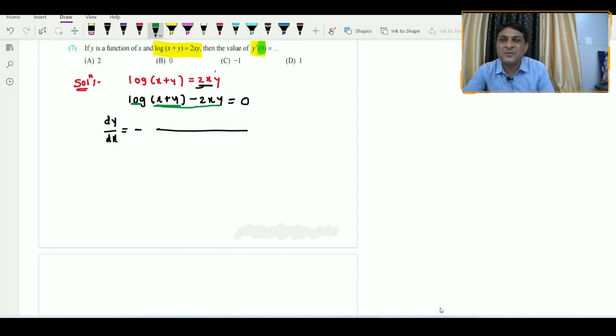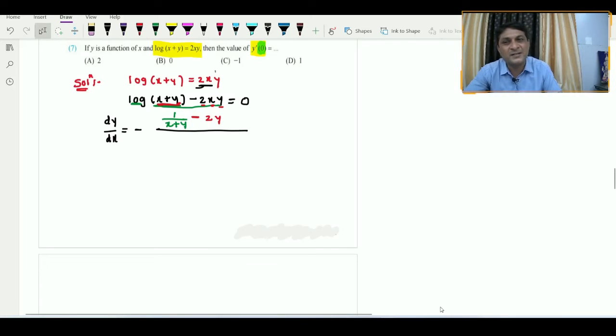Now the first term is in the form of log f of x, whose derivative is 1 upon f of x. f of x is what? x plus y, into the derivative of x plus y. Now the derivative of x is 1 and the derivative of y is 0, as it is a constant term, which means the derivative of this whole term is 1. So it is not necessary to write 1 here. Minus keep as it is, 2y is a constant term, keep it as it is, and the derivative of this x will be equal to 1.